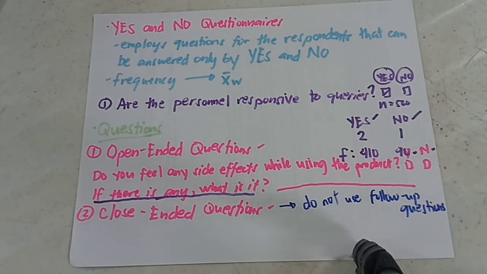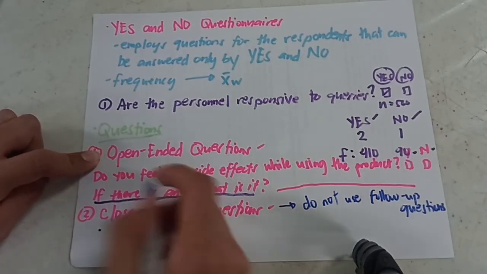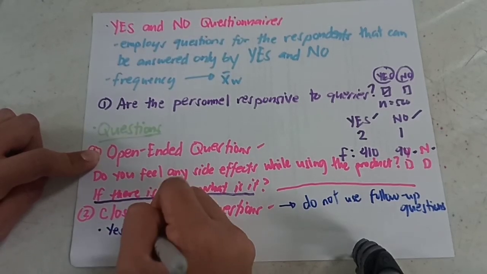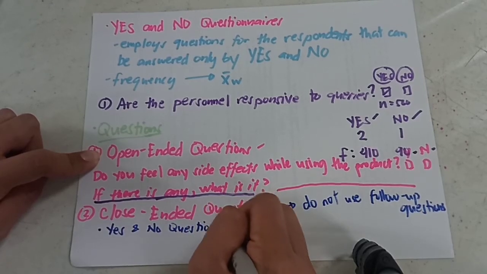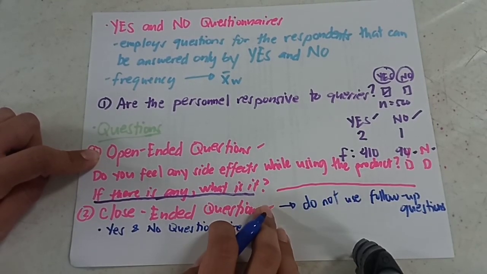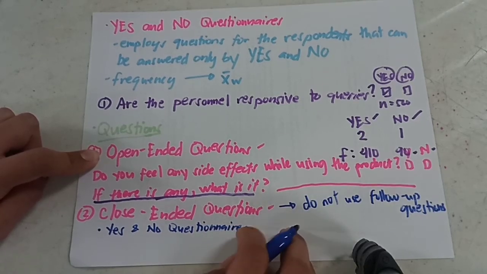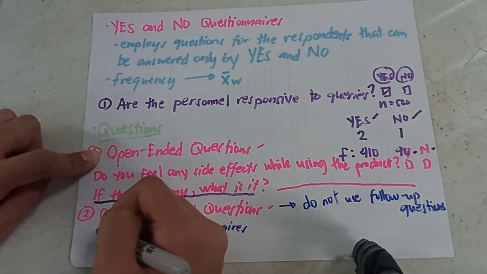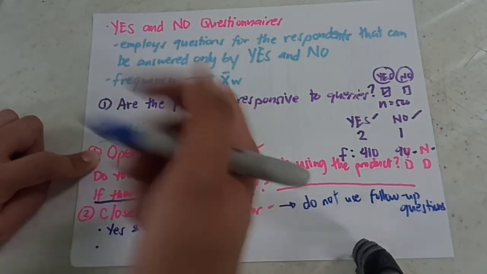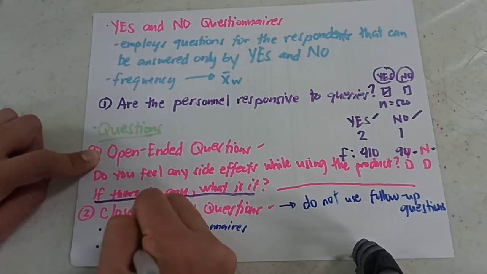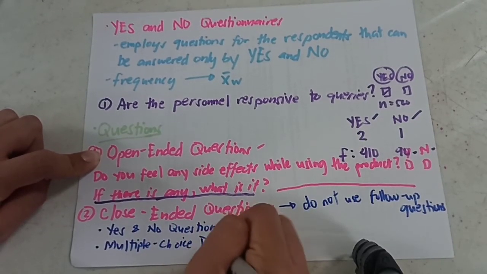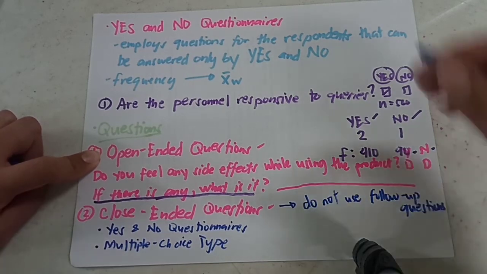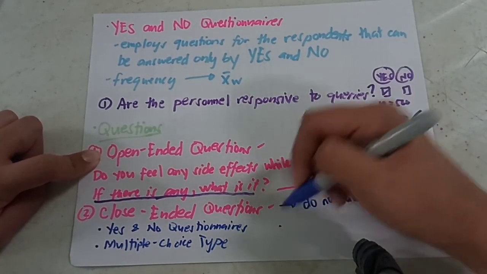And what are the types of questions that can fall under close-ended questions? We have, let's say, yes and no questionnaires, because there are some questions that are answerable by yes and no alone. There is no need for reasons at all. Another one is the multiple choice type questions. And lastly, we have the scale questions.